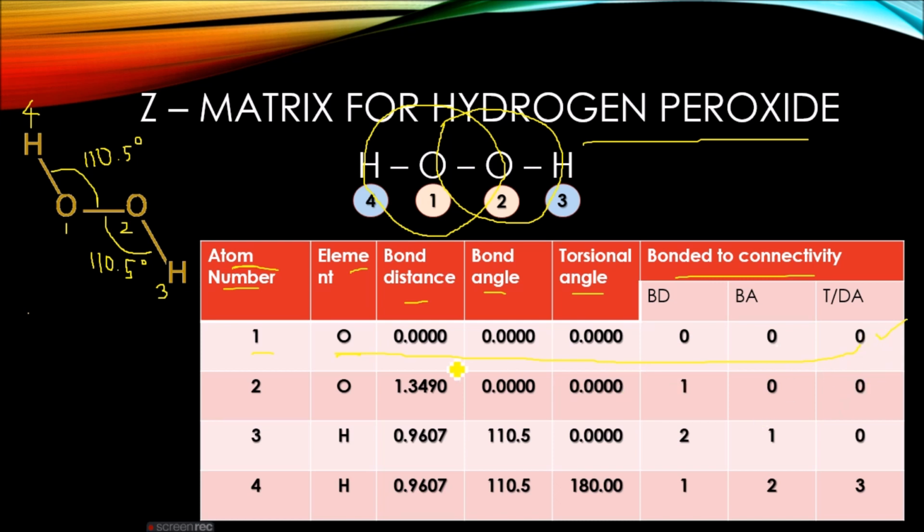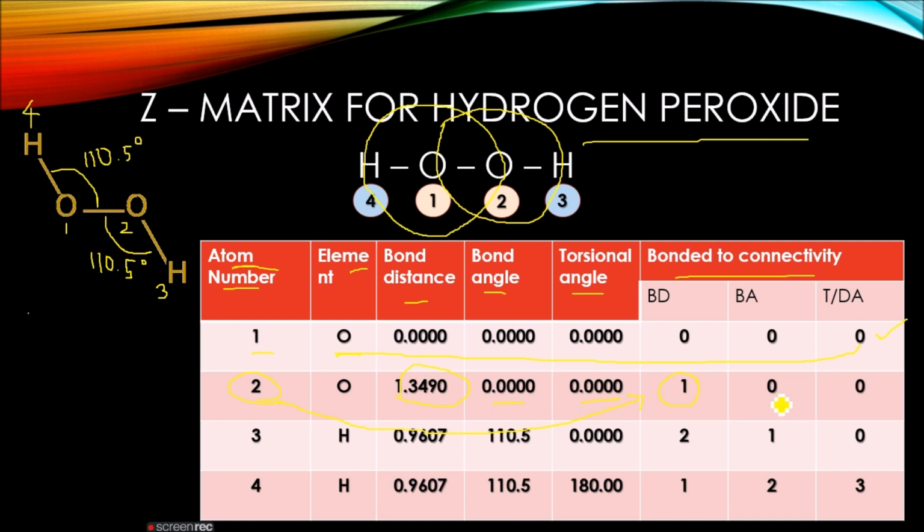Now consider atom number 2. This atom 2 is connected with atom 1, so these two are bonded and you get a bond length, which is displayed over here. With only 2 atoms, you cannot get a bond angle or a torsional angle, so there is no connectivity for those.